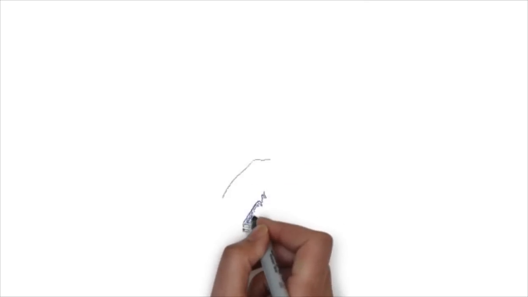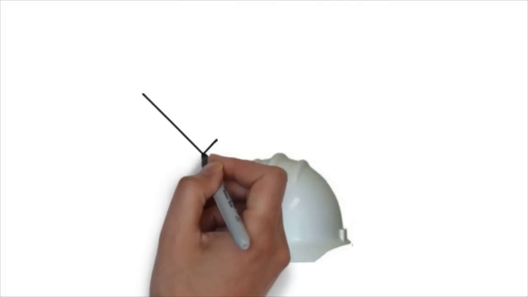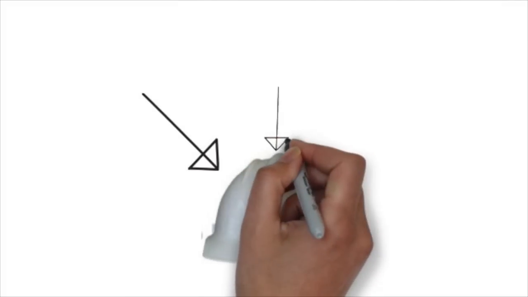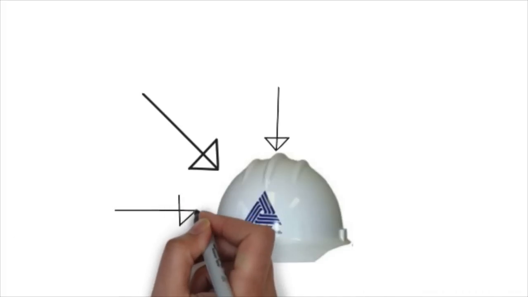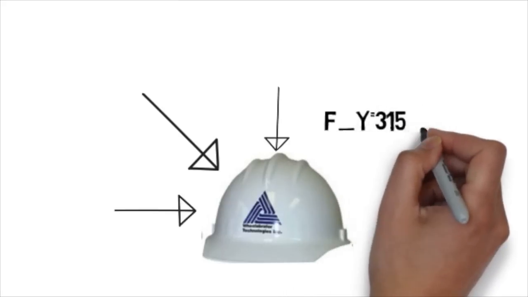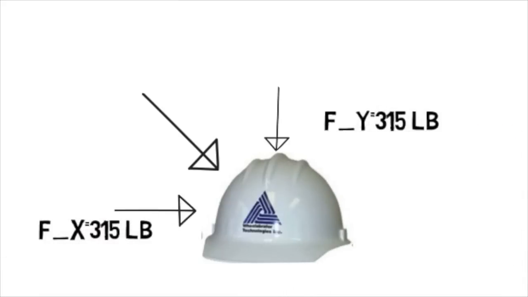However, if this force does not hit completely vertical, there will be both horizontal and vertical force components. Assuming an angle of 45 degrees, both vertical and horizontal force components will be 315 pounds. These forces lead to torsion in your neck, which can cause significant injury.